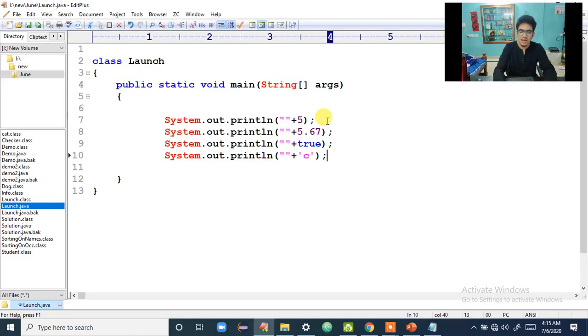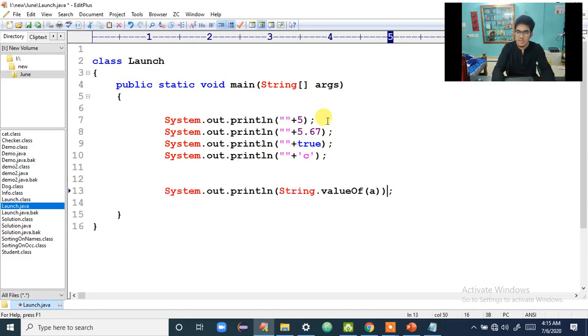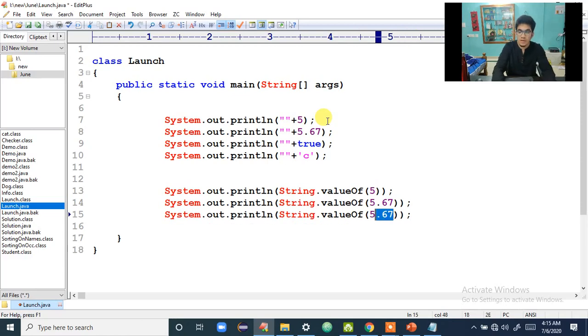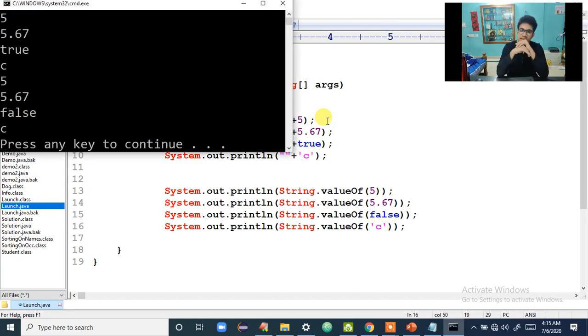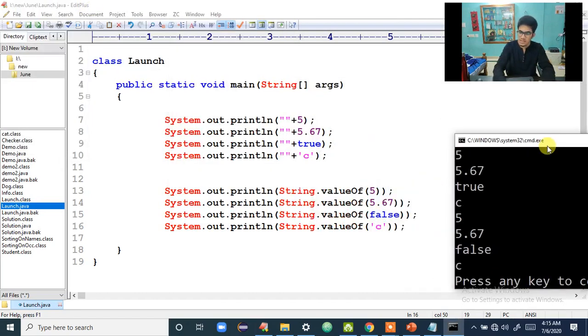The same thing can be applied if you are using the valueOf method. String.valueOf(5), then String.valueOf(5.67), then String.valueOf(true), let me write false now, then String.valueOf('C'), which is a character. What will this valueOf method do? String.valueOf will convert anything to string. I hope you are able to see the output here. Please take this screenshot.